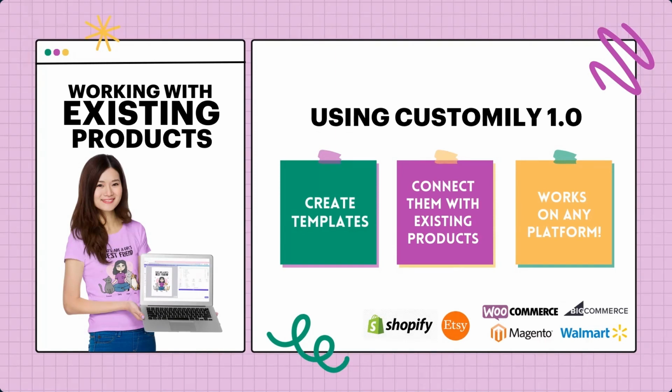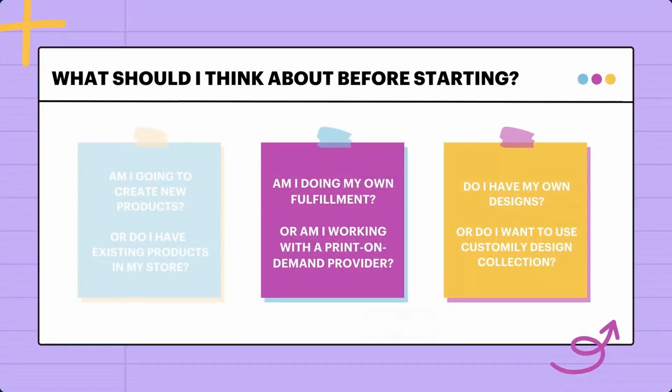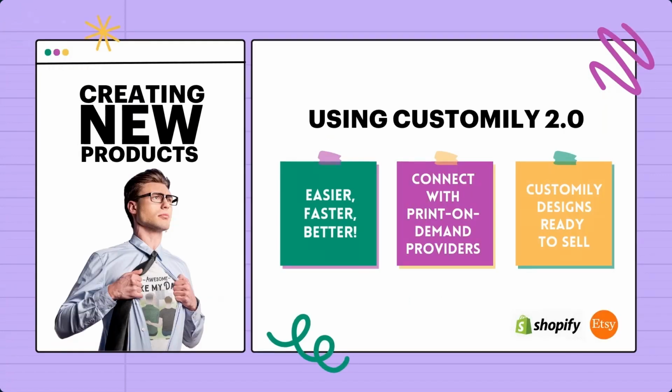Now, if you will be creating new products, more questions will pop up. Am I doing my own fulfillment, for example, with my own workshop or a local company? Or am I fulfilling with a known print on demand supplier? And then, do I have my own designs that will be personalized, or will I be using premade designs from Customily? These two questions will be the entry point to use what we call Customily 2.0. This is our latest update and will allow you to create new listings more easily, faster, and better. This option is only available for Etsy and Shopify stores.